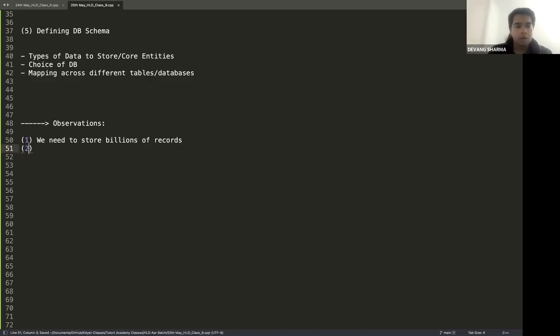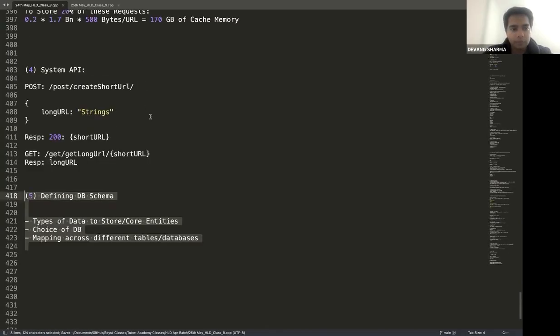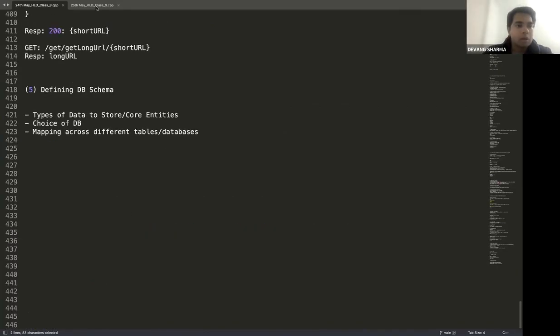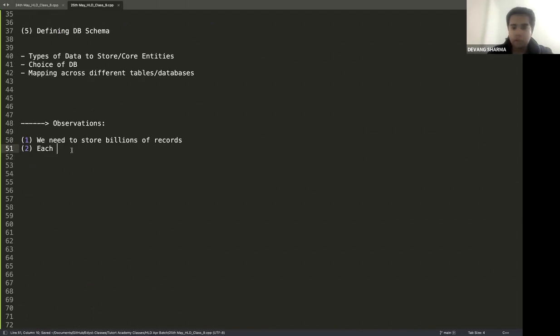Okay. Number two. First, we want to store billions of records. Second, in cache calculation, only read calls we will calculate. I mean, total number of calls we are talking about here, right? If you look at the cache calculation, we talked about the total number of read requests. The purpose of cache is from the read itself. We are not actually writing in the cache. The purpose is you will get the most frequently accessed data. So we are more interested in the read traffic here.